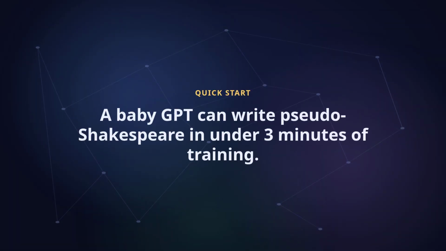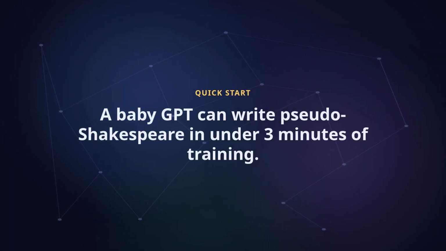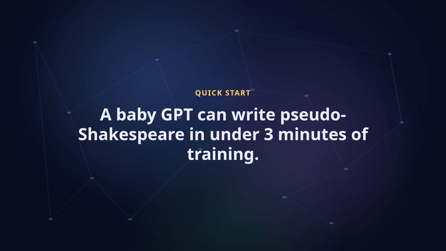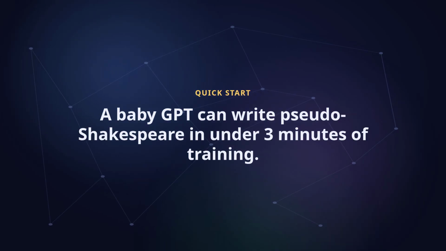The quickest demo is training a character-level GPT on Shakespeare. 1 megabyte of text, 6 transformer layers, 384 dimensional embeddings, about 3 minutes on an A100. The validation loss reaches about 1.47, low enough for plausibly Shakespearean output.